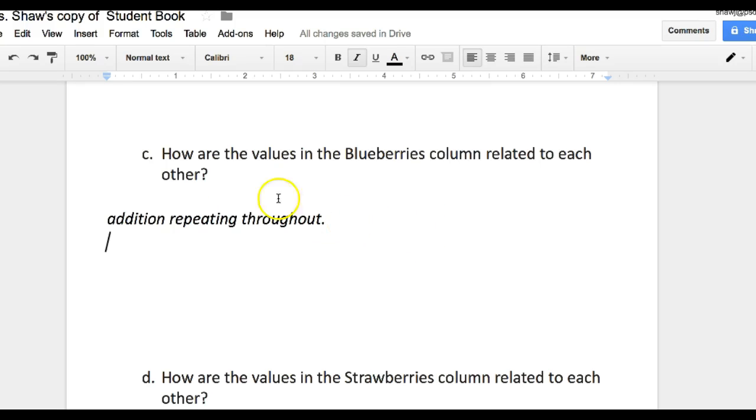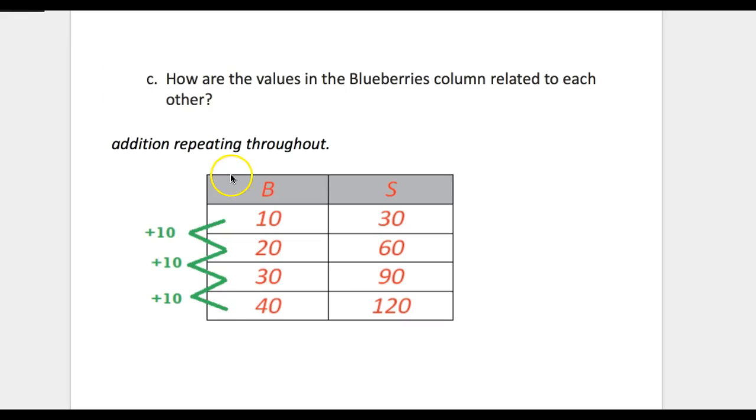Again, let me show you what I'm talking about. If you look at one of your ratio tables, if it looks something like this, where you had the 10 and you went on down, you would notice that to get from 10 to the next one would be by adding 10, and then you add 10 more, and then you add 10 more. And this is why we say that there is addition repeating throughout.